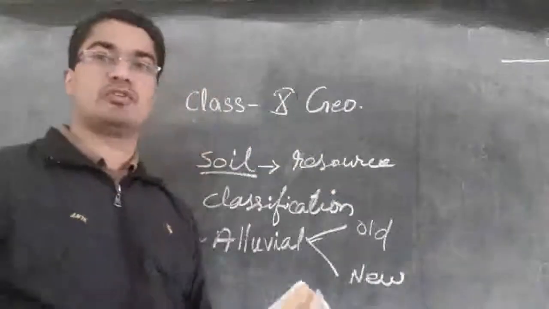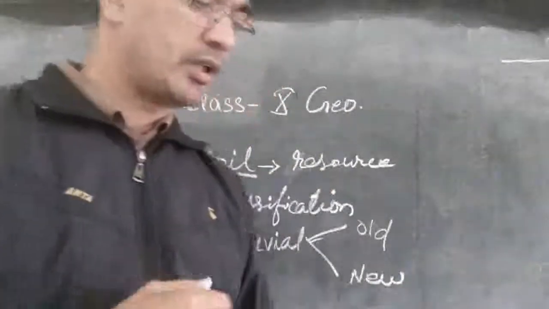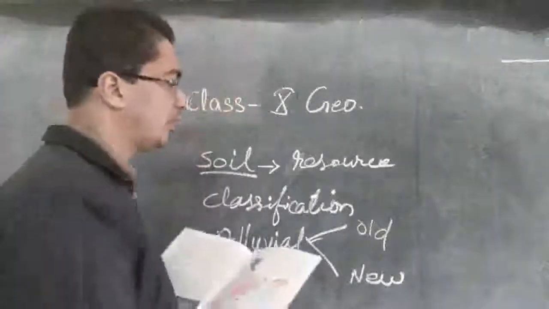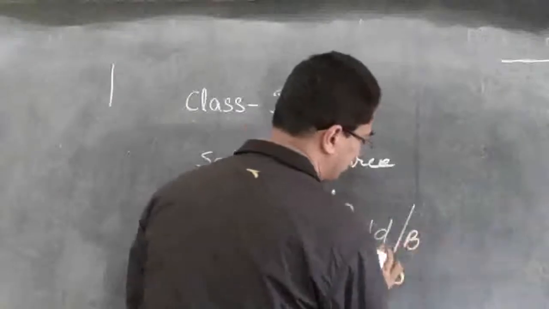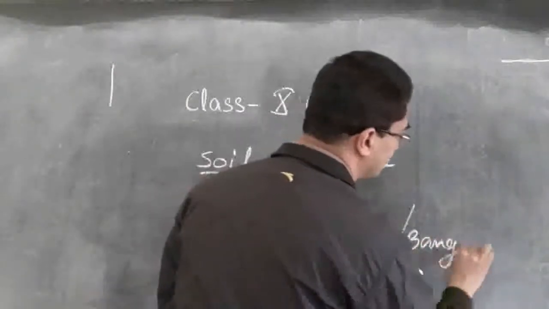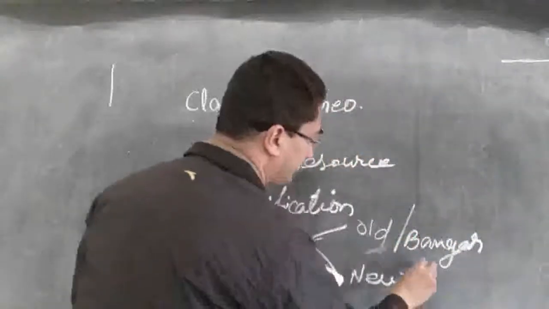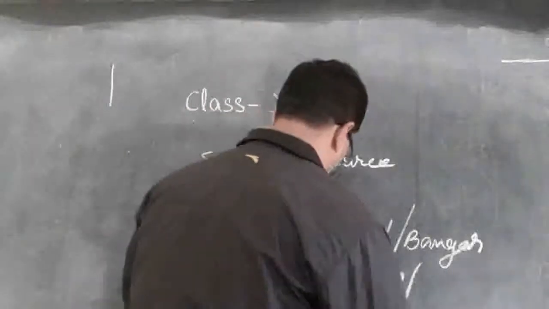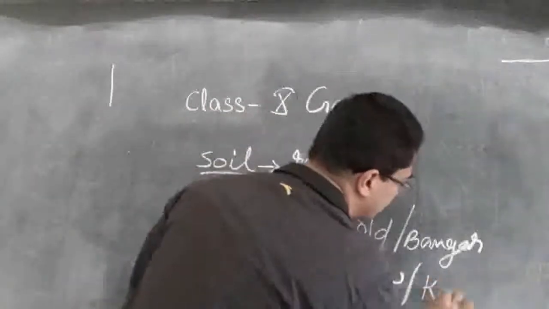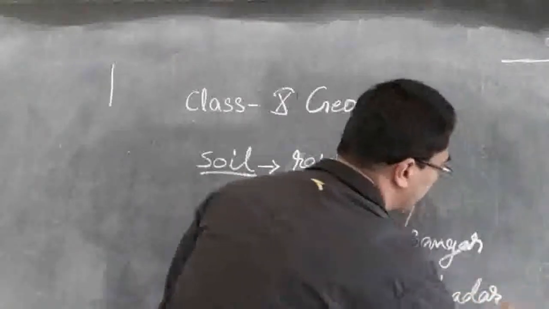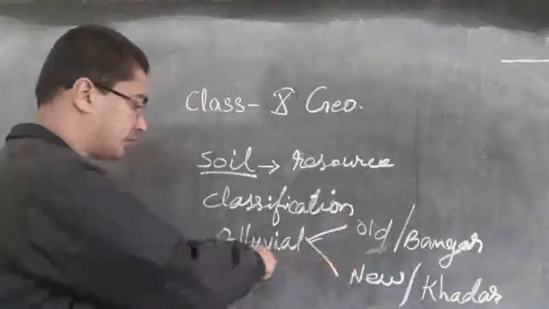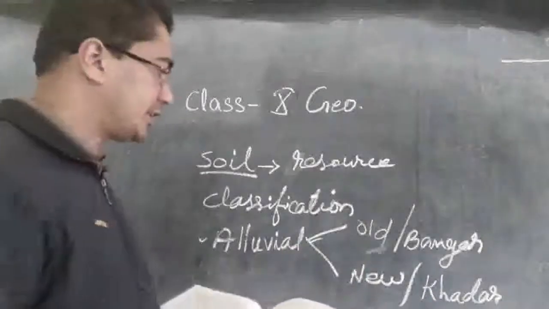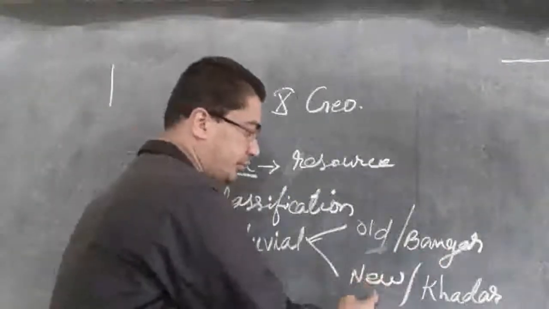There is another name also for old. What is the name? Old alluvial soil is known as Bankar. And the new one is known as Qatar. So these are the two types of alluvial soils which can be divided based on their age. Old one is called Bankar, and new one is called Qatar.